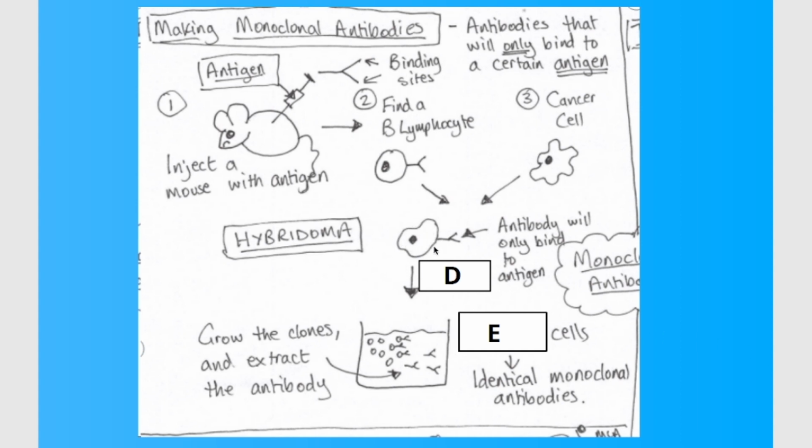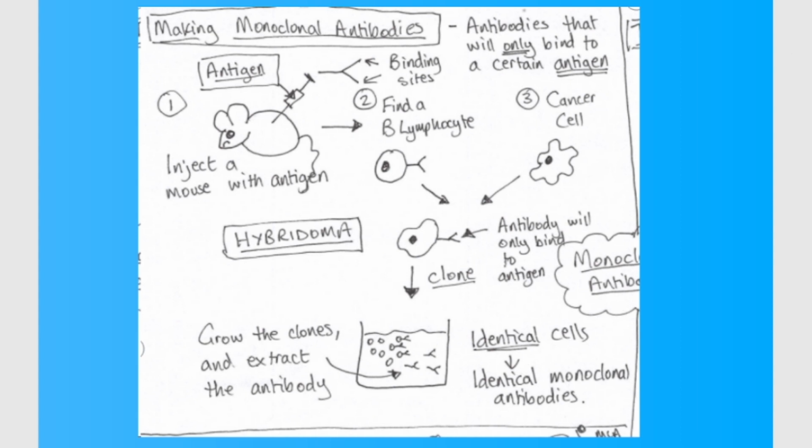Now we've probably only got one hybridoma cell, so we need lots of hybridoma cells and we need to clone it. It was important that we use the word clone. When we've got lots and lots of them, we can extract the antibody out of the liquid, but the key here is that the cells are all identical. So they're identical cells making identical monoclonal antibodies.